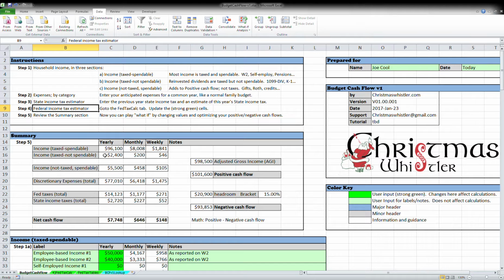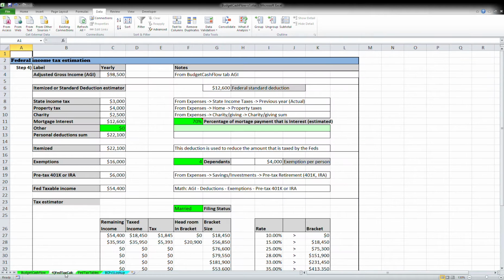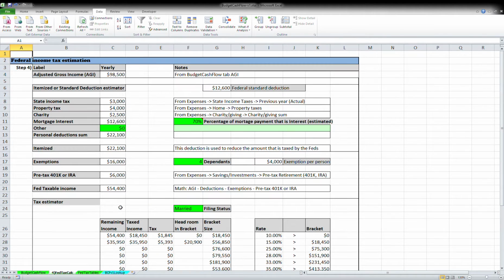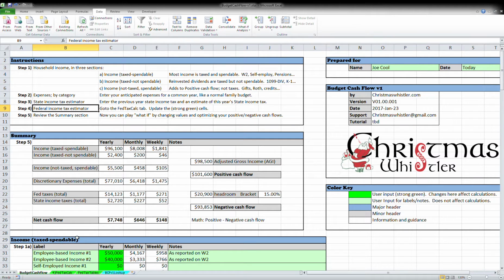The federal tax estimator, I showed you that briefly. This is this tab here. It goes into more detail, and it really throws you into brackets, and it's a very powerful calculation about the federal tax. It is just an estimator. It can make mistakes. It's not going to be perfect, but it's going to get you closer than just guessing at what your effective federal tax rate would be.